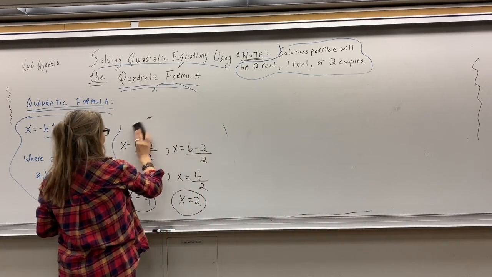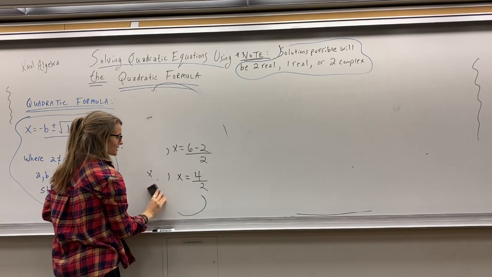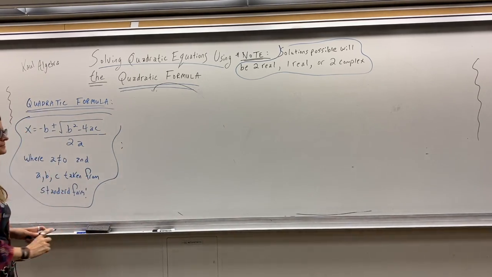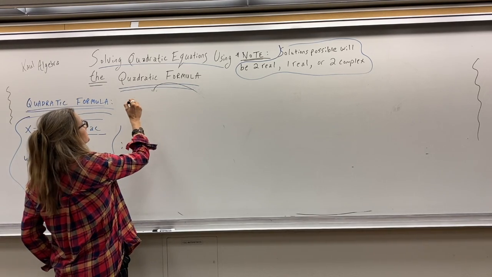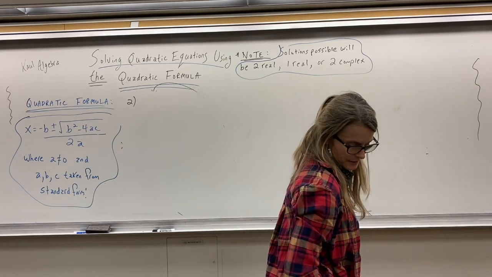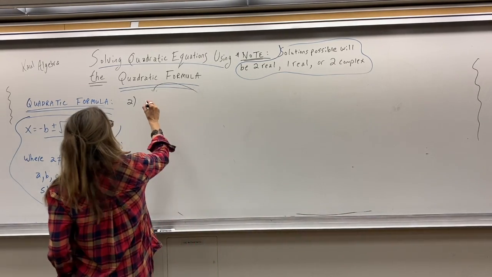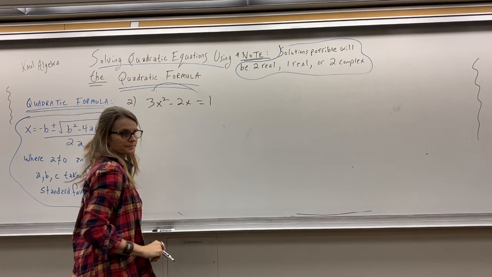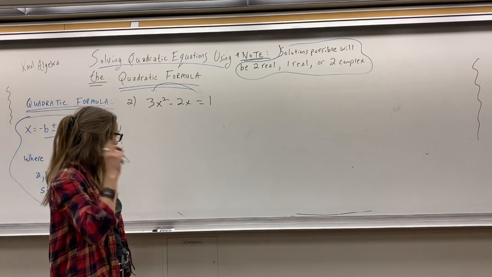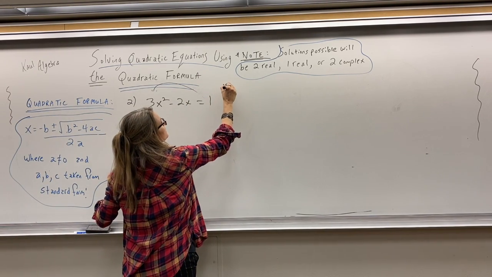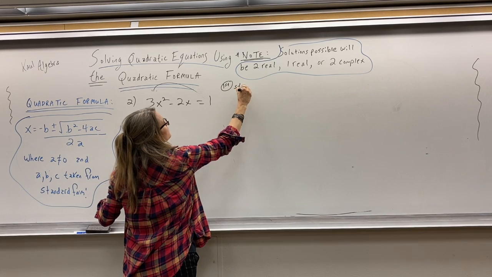I tend to make my errors when I try to squish too much on a piece of paper or on board space. Okay, example number 2 we're going to do is 3x squared minus 2x equals 1. So what do we do here? Well, we have to first put it in standard form.